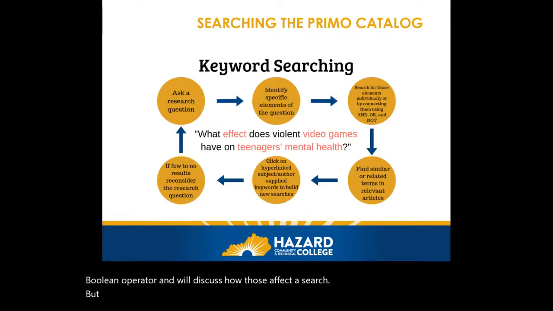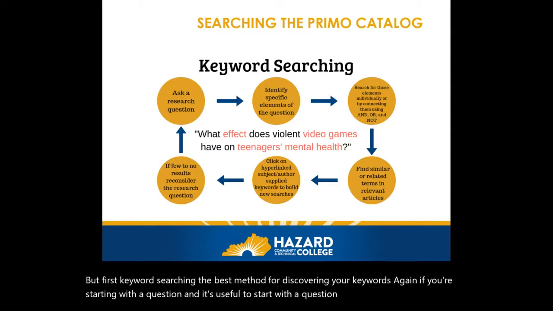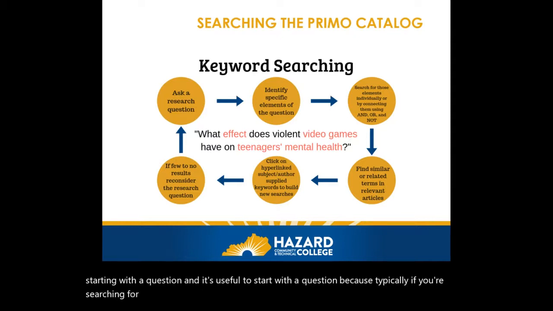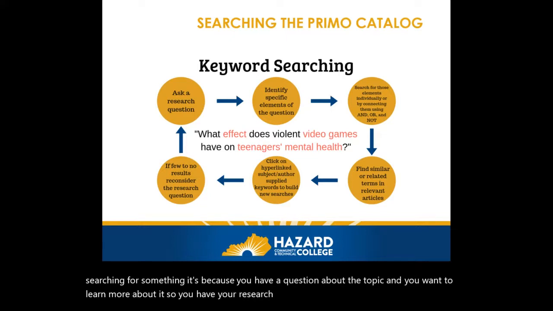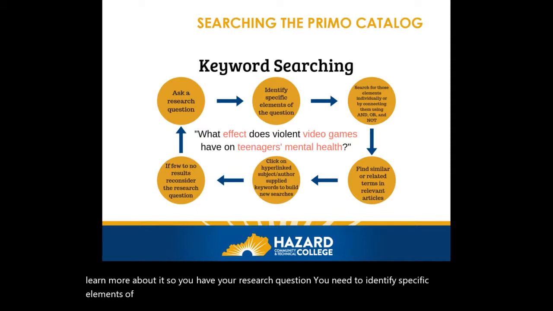But first, keyword searching, the best method for discovering your keywords. Again, if you're starting with a question, and it's useful to start with a question because typically if you're searching for something, it's because you have a question about the topic and you want to learn more about it. So you have your research question. You need to identify specific elements of that question.